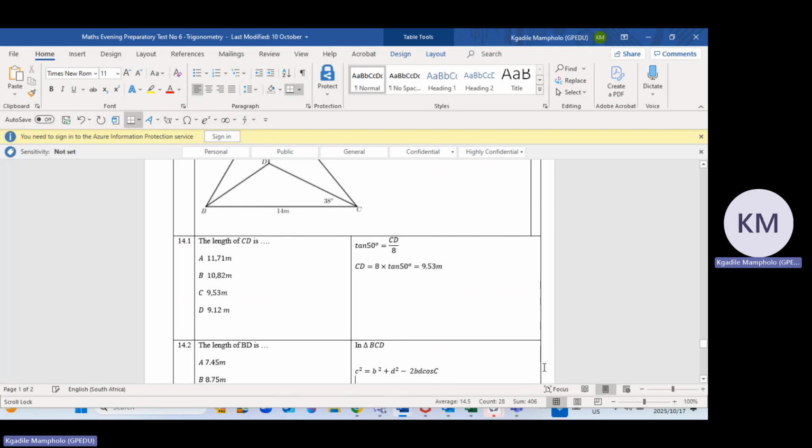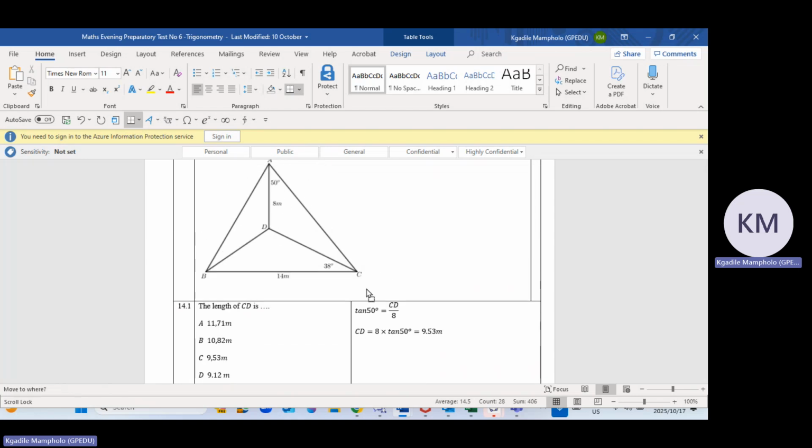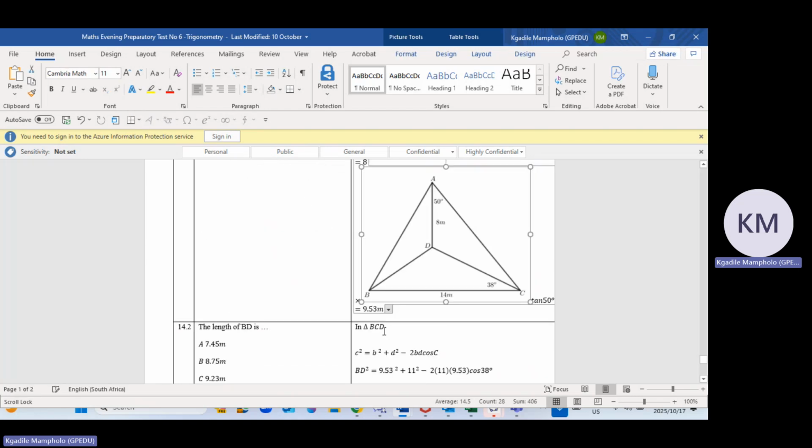14.2, calculate the length of BD. Now BD is in a different triangle. Since we know DC, we know two sides with an included angle. If we know two sides and the included angle, the only rule you can use is the cosine rule. Remember, for the sine rule to be applied, you must know an angle and the side opposite to it. Here it is not the case, so we must use the cosine rule.